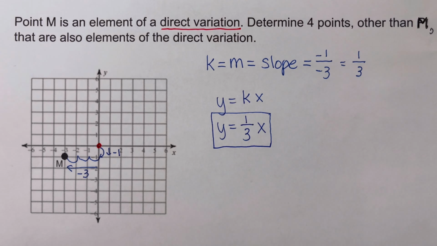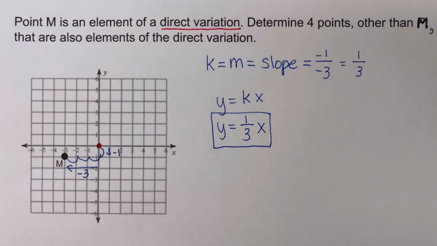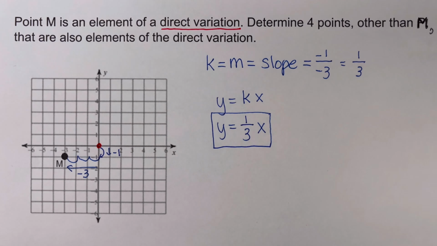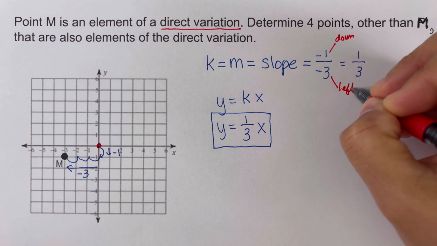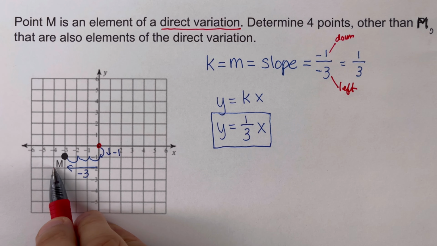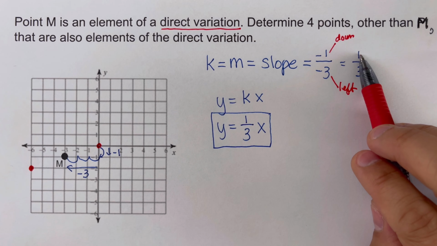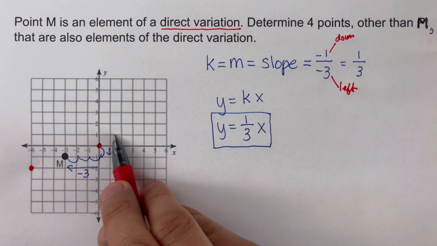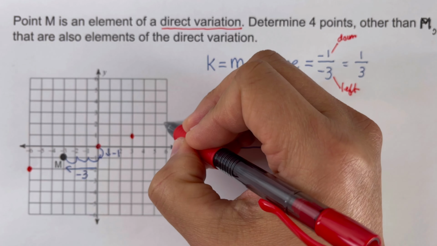Since our slope is negative 1 over negative 3, or positive 1 over 3, we can continue the pattern. That's going to be down 1, left 3. So here we go down 1 and then left 3. We can do the same thing down here: down 1, left 3, 1, 2, 3. And then we can do the opposite way. I can go up 1, right 3: 1, 2, 3. So this is the next dot. I go up 1, right 3 again. So this is the other dot.